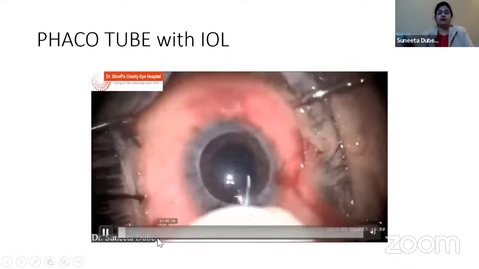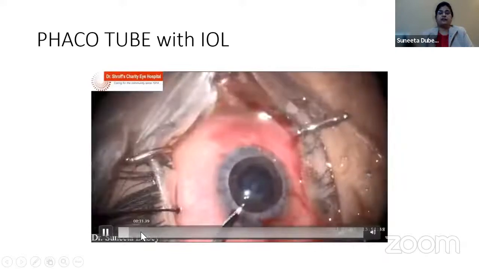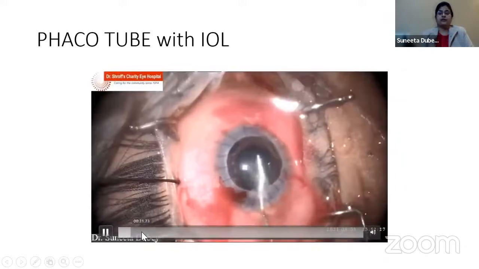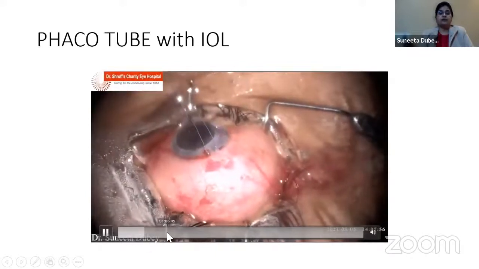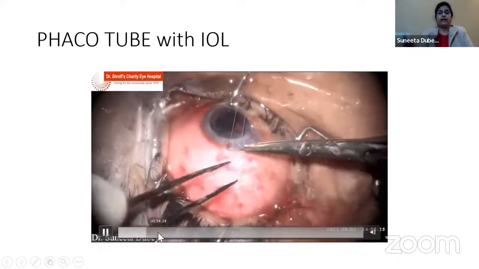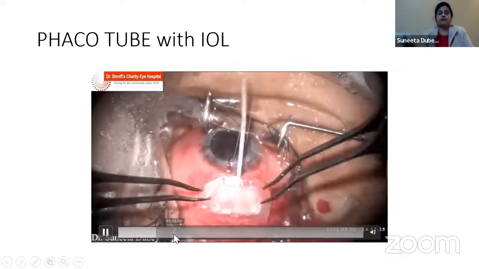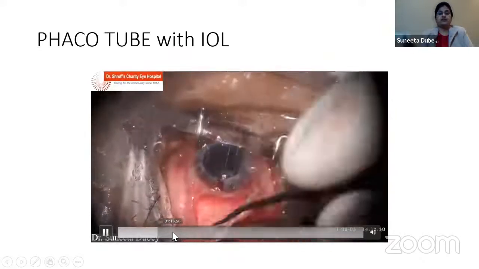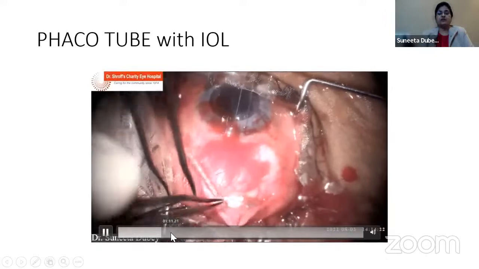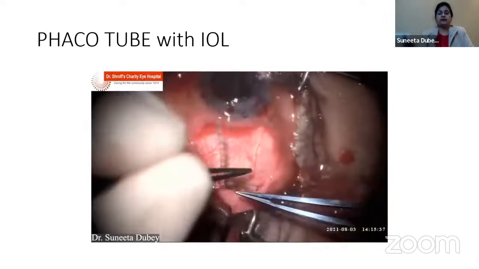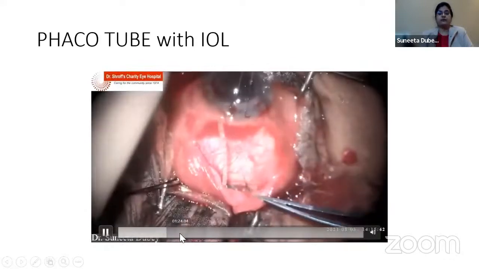The pupil, as you can see, was already dilated, and the phaco was done, and the intraocular lens implantation was done. And then the superior-temporal quadrant was chosen for the AGV implantation, and after priming, the plate was fixed 9 millimeters away from the limbus. I use 9-0 nylon suture for the fixation of the plate, the tube fixation, and also the scleral patch graft suturing.